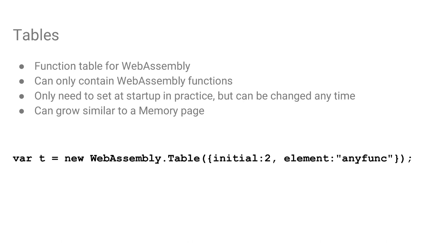So the other thing that is supported in WebAssembly is tables. And these are basically function tables. They can contain other WebAssembly functions, but keep in mind they don't have to be in the same compartment. Any WebAssembly function can go into a table. And tables can be changed dynamically, which is once again an unnecessary feature. If you're compiling code, you will never have your tables changed after you first create them. But if you're an attacker, you can change them whenever you want. And they grow similar to a memory page. You start off with an initial size, and then you call grow.